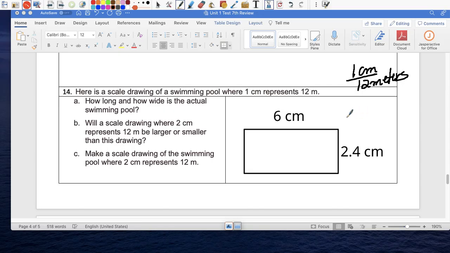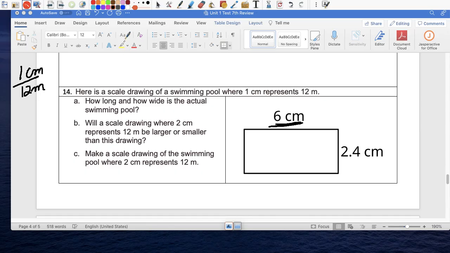Okay, how long and how wide is the actual swimming pool? Well, let's try it out. Let me write the scale again: 1 centimeter is 12 meters. So let's do this one here. What is 6 centimeters? How wide? What's the length of my pool?